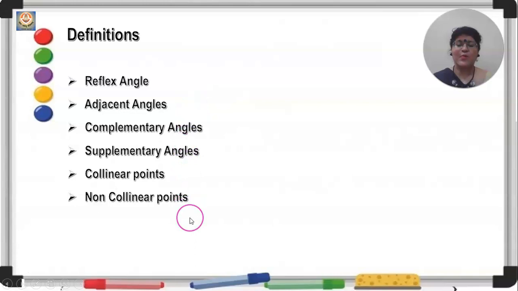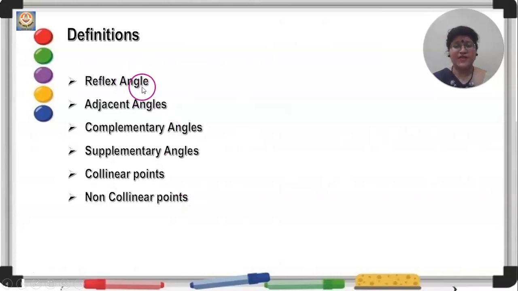These are some of the important definitions from this chapter. If you remember, all these definitions were given to you long back, and I presume you have already copied them down in your notebook. Reflex angle, what are adjacent angles, complementary and supplementary angles. We have also done problems based on complementary and supplementary angles. Then you need to know what are collinear points and non-collinear points.